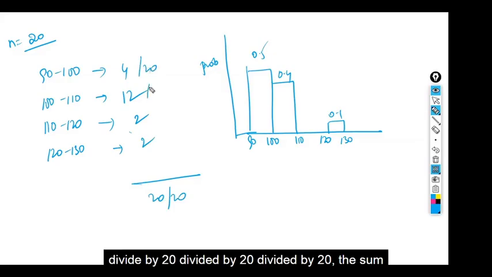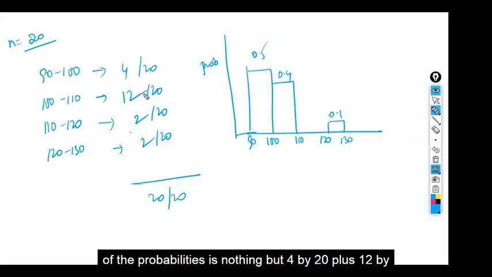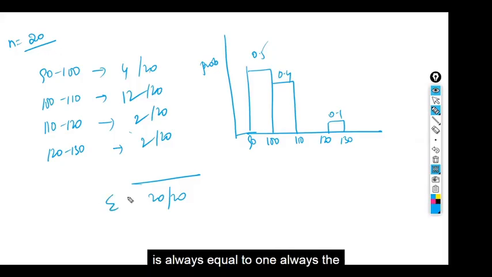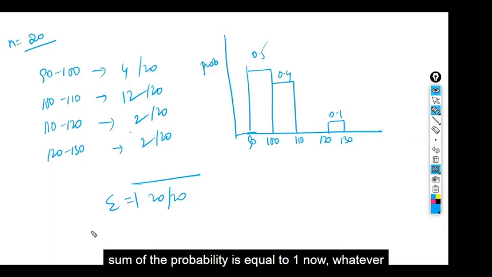If you divide by 20, divide by 20, divide by 20, the sum of the probabilities is nothing but 4 by 20 plus 12 by 20 plus 2 by 20 plus 2 by 20. Always 20 by 20. The sum is always equal to 1. Always the sum of the probabilities is equal to 1.